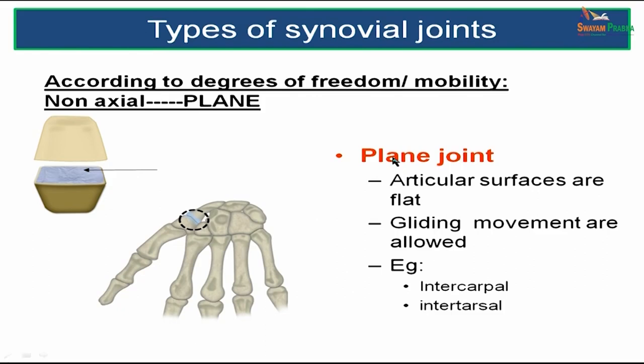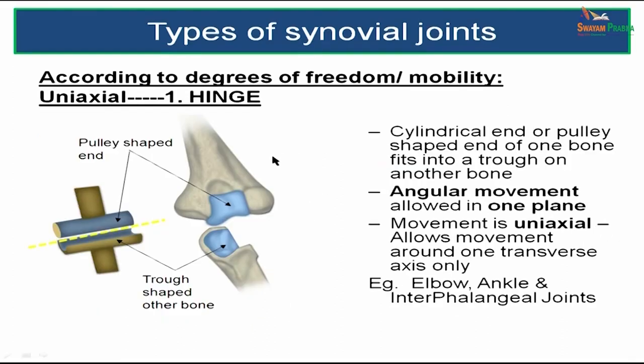So, the first joint, plane joint. It's a non-axial joint. The articular surfaces are flat and opposing each other, and the movement is gliding movement. Example, intercarpal joints and intertarsal joints. Then, coming to uniaxial joints, the first variety is the hinge joint.